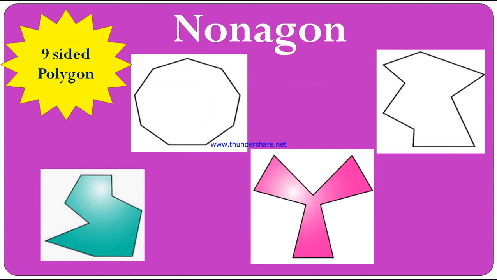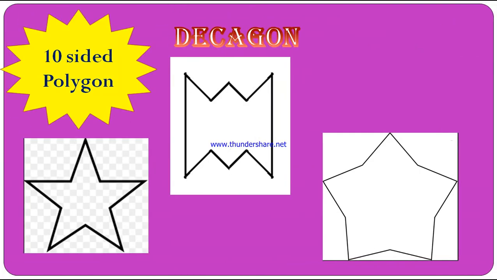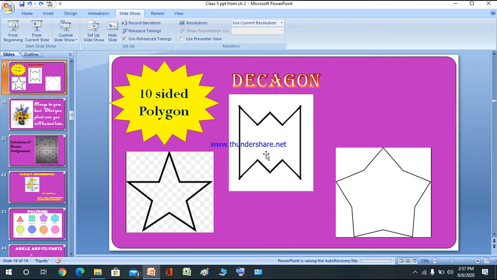Nine-sided polygons are called nonagons. Ten-sided polygons are called decagons. Like this, 11 sides, 12 sides, we can find many. So till now, 10 sides are sufficient.